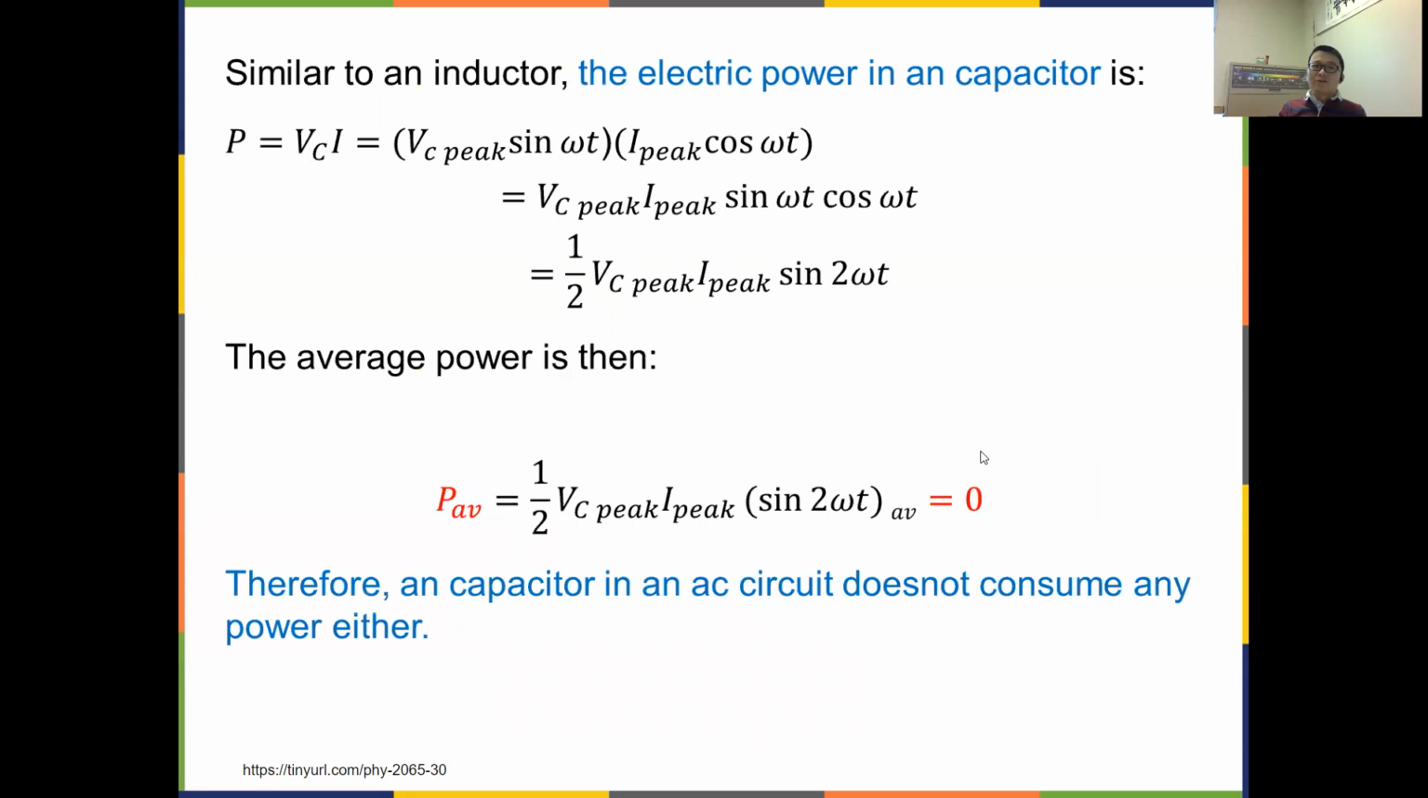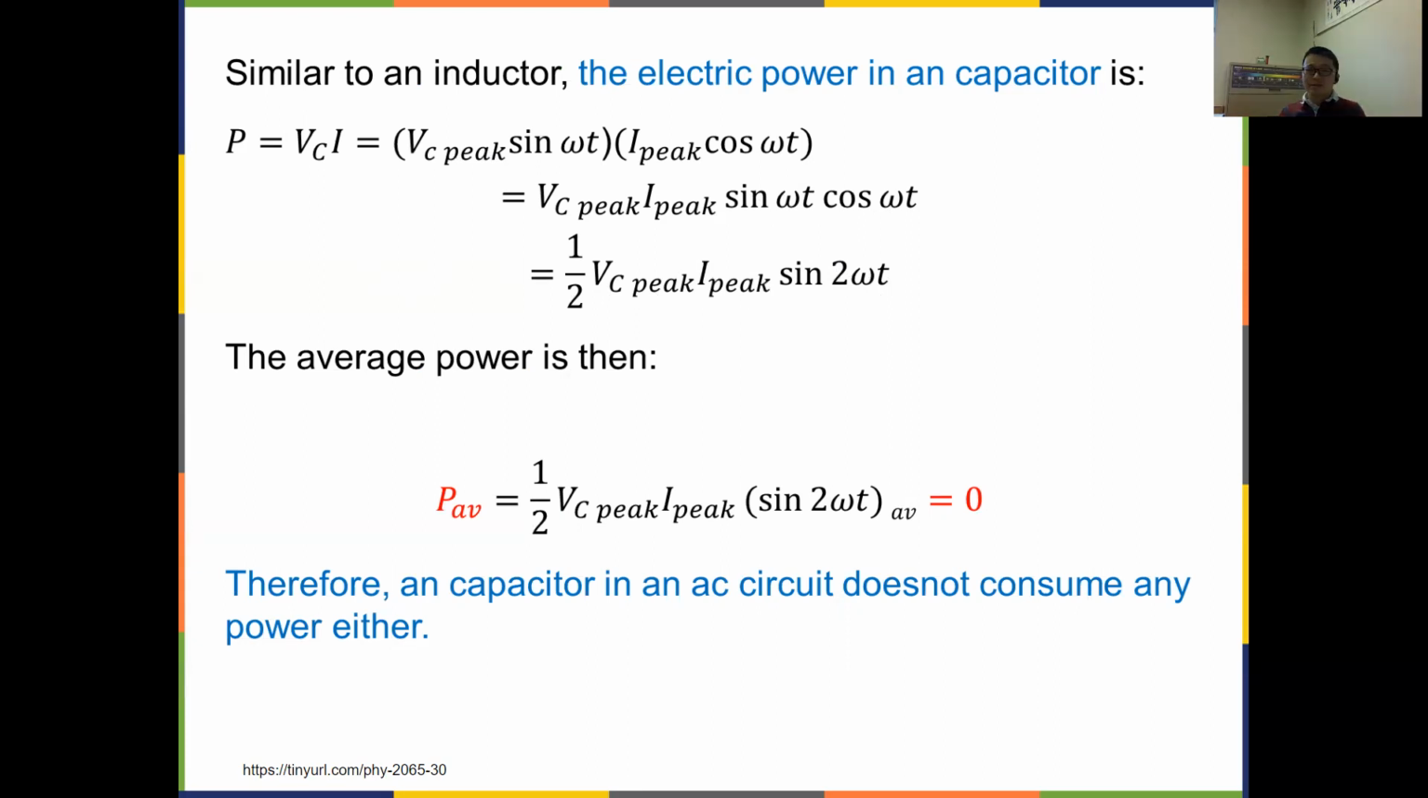If we look at the power consumed by a capacitor in an AC circuit, again we do V times I. V is a sine function, I will be a cosine function because now it's leading by 90 degrees. So V I peak, sine and cosine together, becomes one half of sine of twice the angle. The average of that sine function goes to zero. So a capacitor also does not consume any power in an AC circuit.